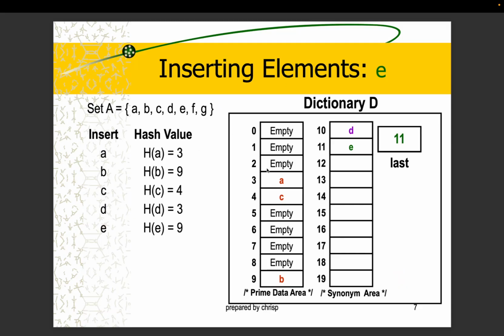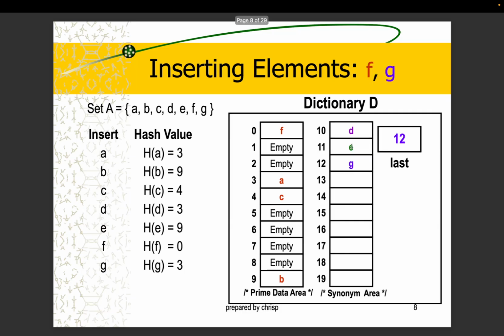If you have a collision, you are now able to go directly to the synonym area and insert. There is no displacement because we are no longer checking the previous synonyms. We are only incrementing last and then inserting. So, it's actually pretty good. Problems will occur later though.